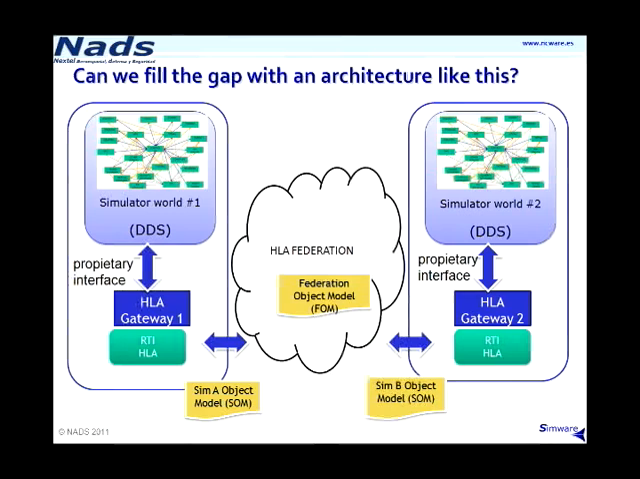NADS provides the interoperability here in two senses. First, interoperability between HLA and DDS. This is reached using a gateway and our technology that uses the same interfaces for HLA and DDS.